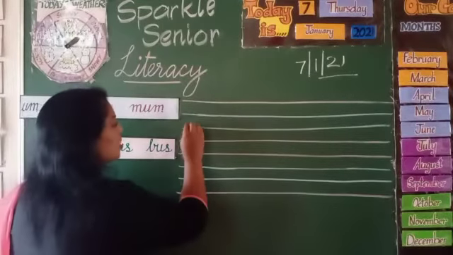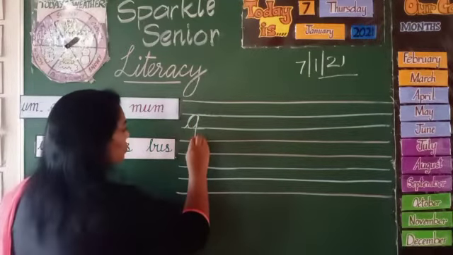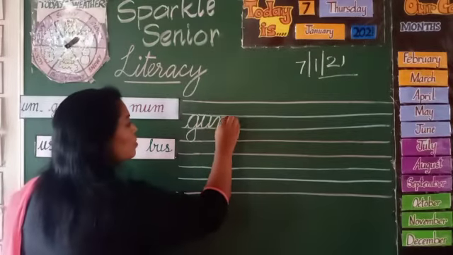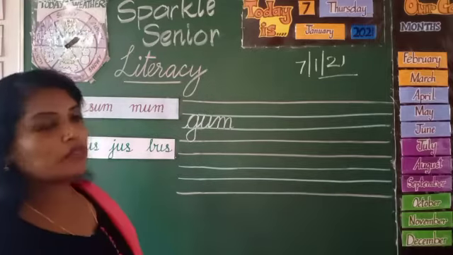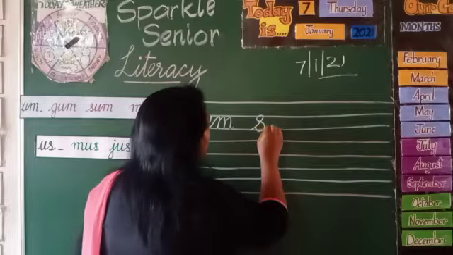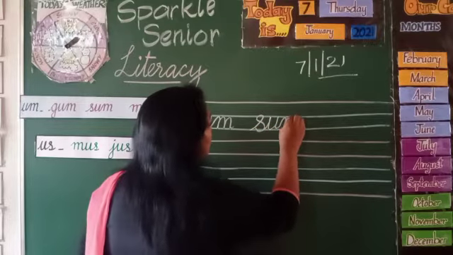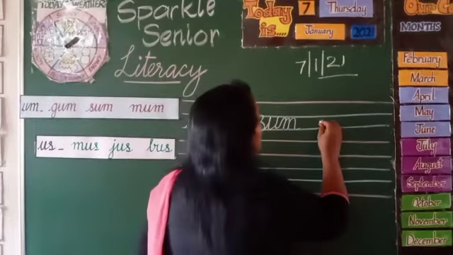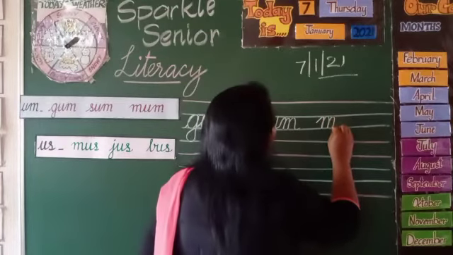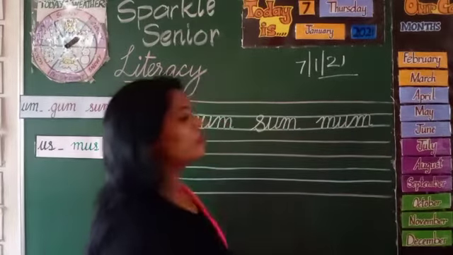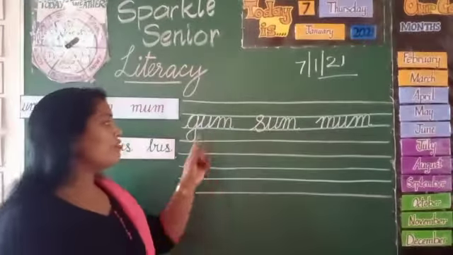Okay, so let's write the um ending words. How will you write? G. U. M. Gum. S. U. M. Sum. Next, M. U. M. Mum. So we have finished with um ending words.